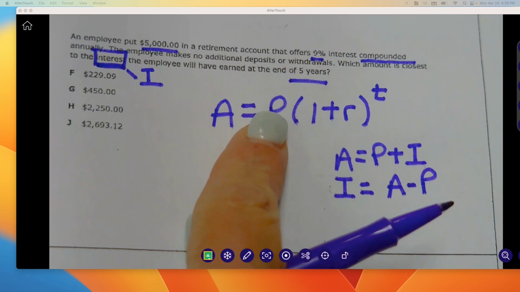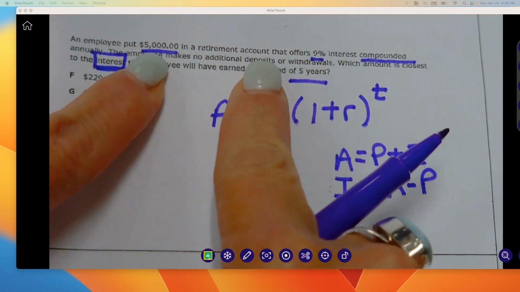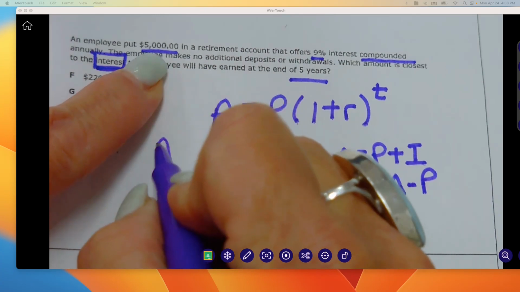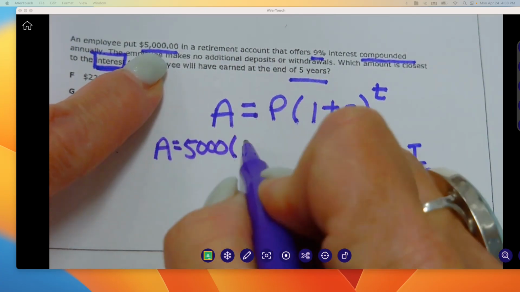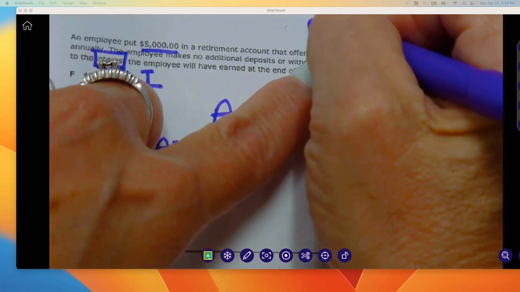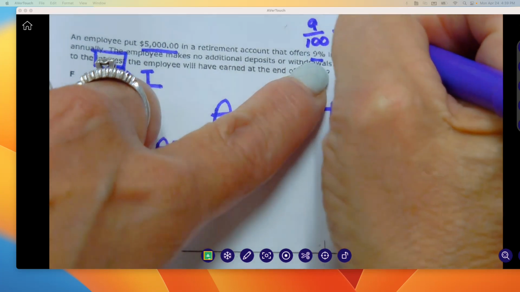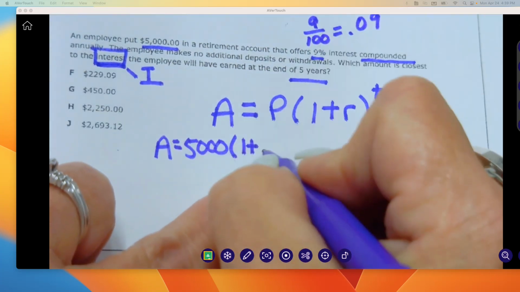Okay, so I'm going to plug this into the formula. My principal is the amount that they deposited. So we have A is equal to 5,000, parentheses, 1 plus my rate. So remember, I'm going to divide this by 100. So I'll get 0.09. So that's my rate.